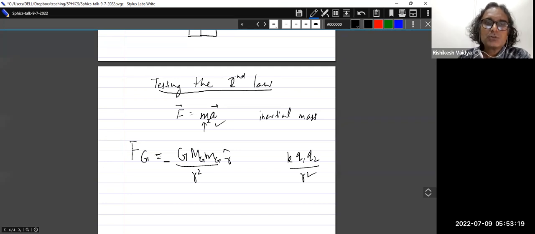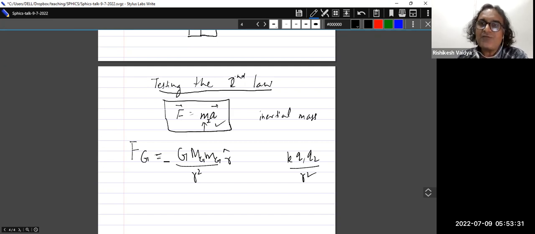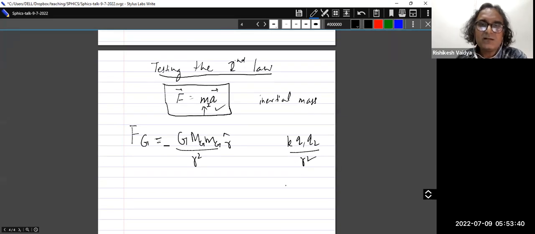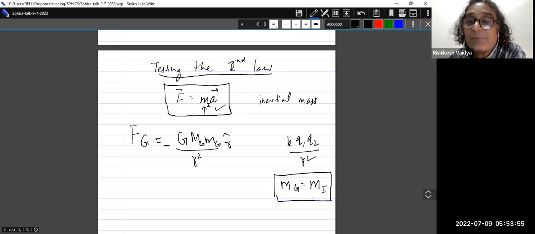The mass which enters the second law is called the inertial mass, and the mass which enters Newton's law of gravitation is called the gravitational mass. If time permits, I'll show you how mg is actually equal to mi, but this equality is actually a law of nature. It's a separate law called the principle of equivalence, and this equality should not be a priori assumed.